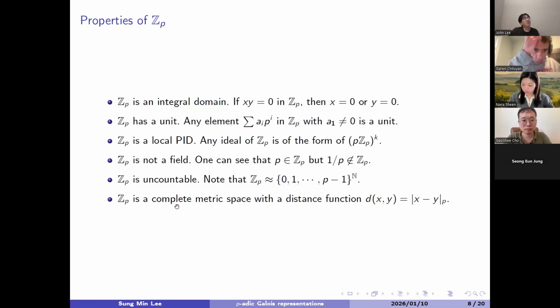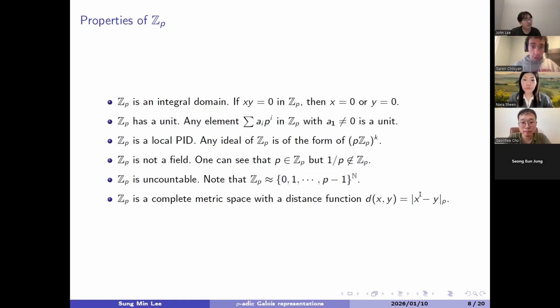And finally, ZP is actually, this one is QP, my bad. Sorry, forget about complete. ZP is a metric space with a distance function like this. Sorry, this is a typo. I meant QP is a complete metric space, but yes, ZP is a metric space where this distance is defined to be the distance between x and y as the p-adic absolute value of x minus y.